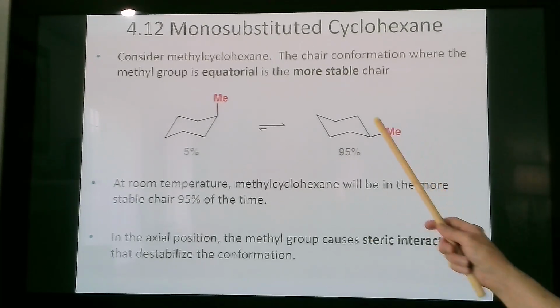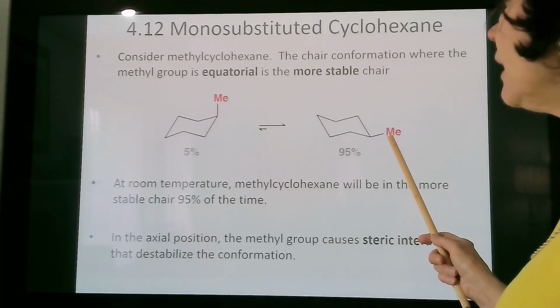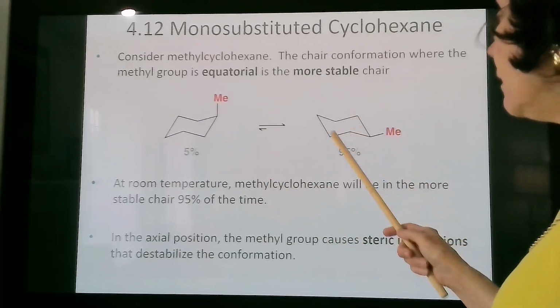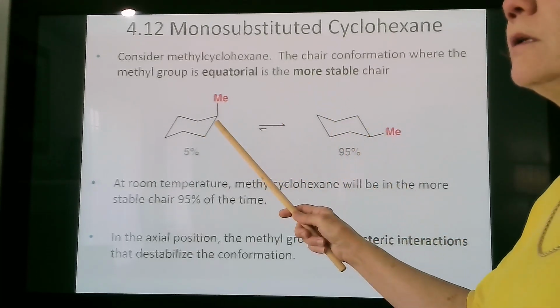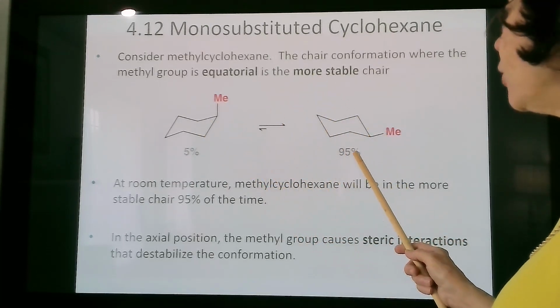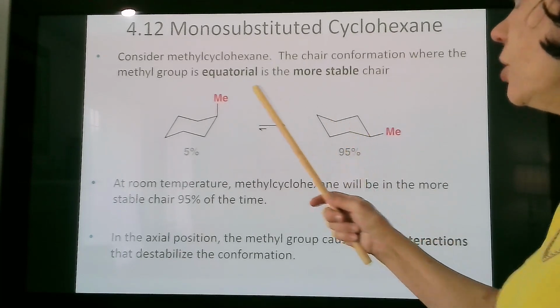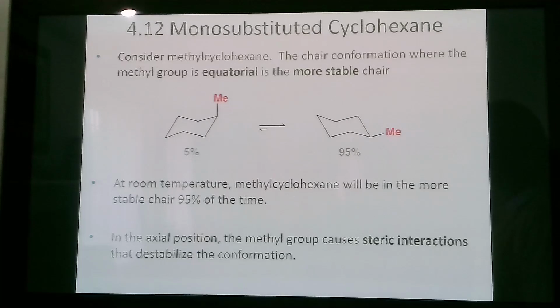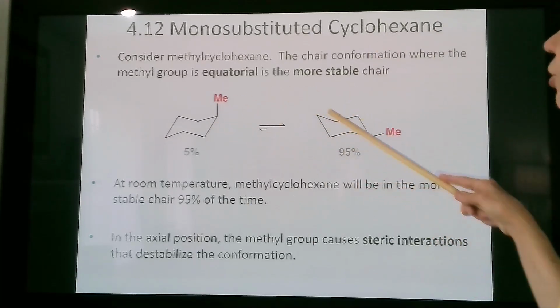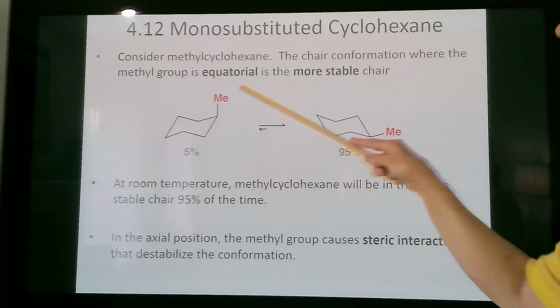Okay, and so here, if you have methyl, this molecule, methylcyclohexane, will spend 95% of its time in this conformation and 5% of its time in that conformation. The energy barrier is sufficient that this molecule just jumps back and forth across this energy barrier.